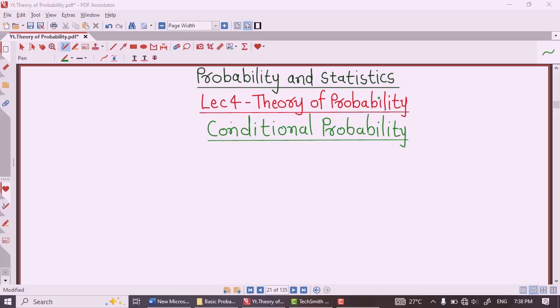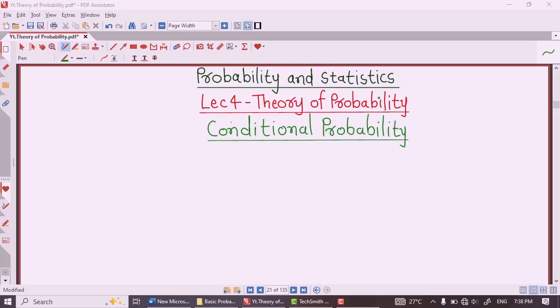Hello friends, I welcome you to lecture number 4 on theory of probability. In this lecture we are going to introduce the definition of conditional probability, and we will also discuss the multiplication rule of probability, or product rule of probability.